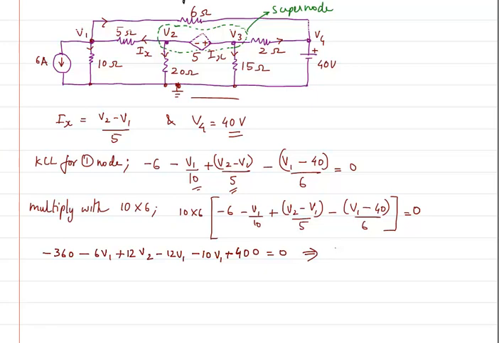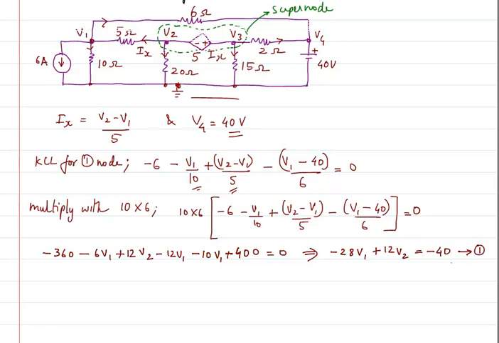So now I can directly write what is V1. V1 is minus 6 minus 12, which is minus 18, minus 10, which is minus 28 V1, and V2 there is only plus 12 V2, and we are going to have is equal to 400 minus 360, which is going to be 40, which I take to the other side, it becomes minus 40. So this is going to be my first equation.